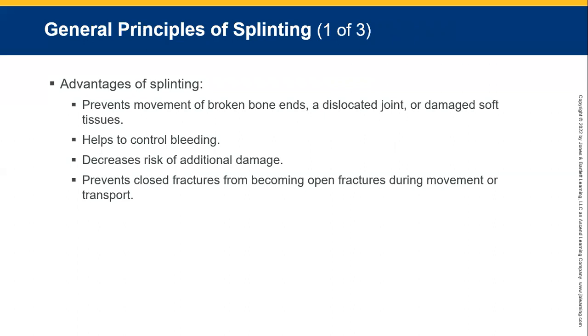General principles of splinting, okay: it prevents the broken bones from moving, prevents tissue damage and a dislocated joint, helps control bleeding, decreases the risk of additional damage, and prevents a closed fracture from becoming an open fracture during movement or transportation. Please don't encourage your patient to walk if you suspect he has a broken leg.